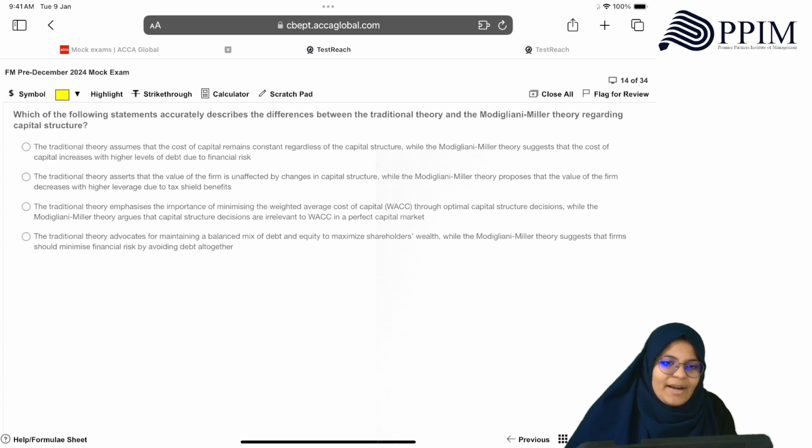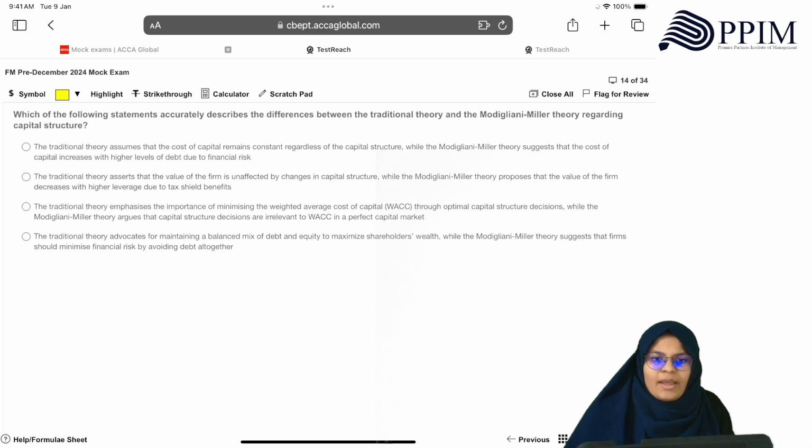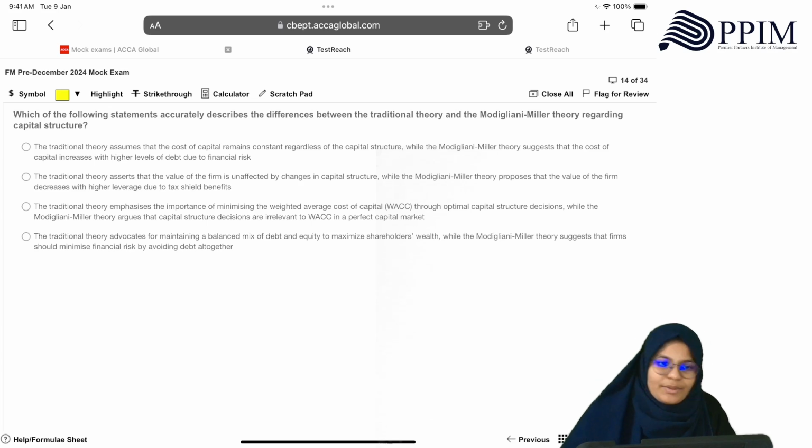Then B is saying the traditional theory asserts that the value of the firm is unaffected by changes in capital structure. Now, if the WACC is itself going to change, market value of the firm will also change. There was an inverse proportional relationship between the two, right? So we said that if the WACC is higher, market value of the company is lower. If the WACC is lower, market value is higher, right? So definitely them saying that the value of the firm is unaffected is wrong, because if WACC is getting affected, market value will get affected. Right, so B is also definitely out.